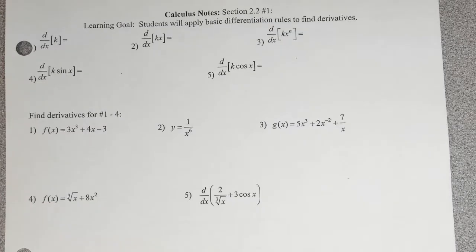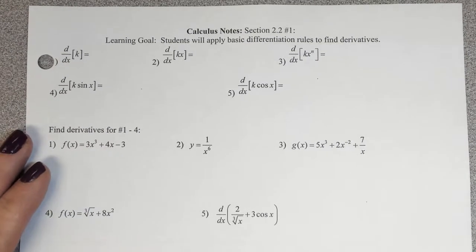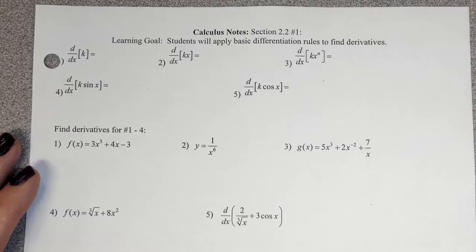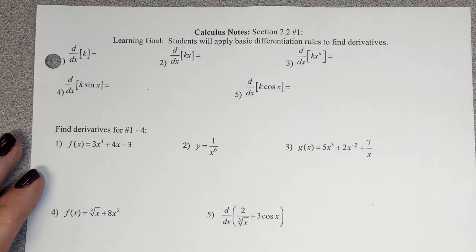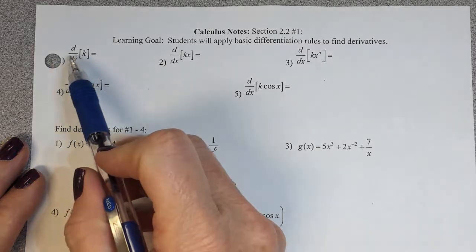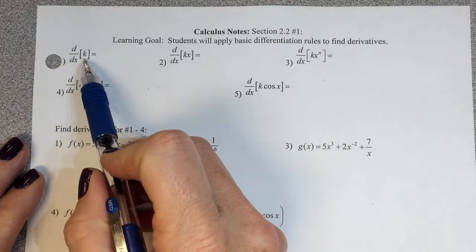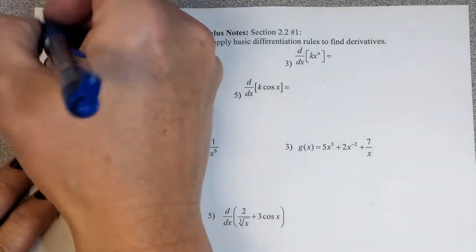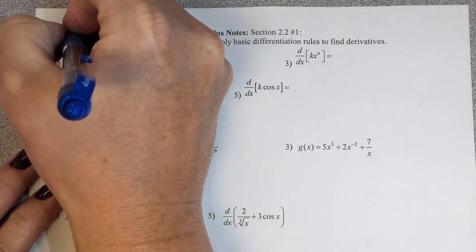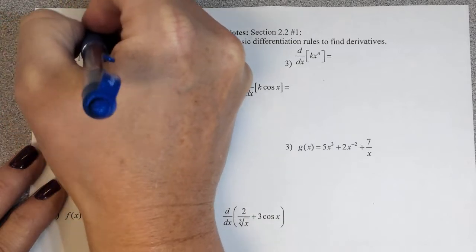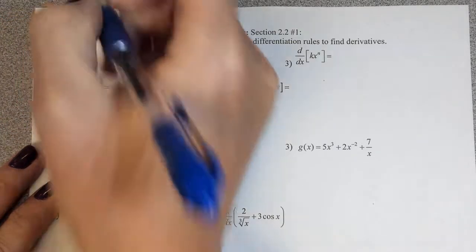Alright guys, so we're starting section 2.2. This is over the shortcut methods for finding derivatives of functions. So we're going to start with this function here. This is just our constant function. This would be a function like y equals 2, y equals 7, y equals -3.